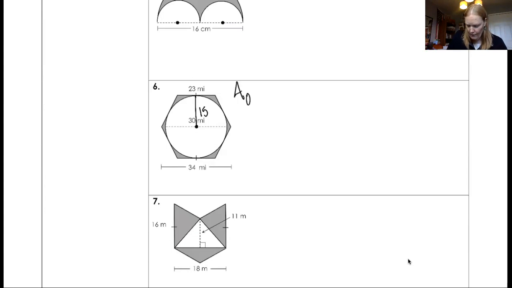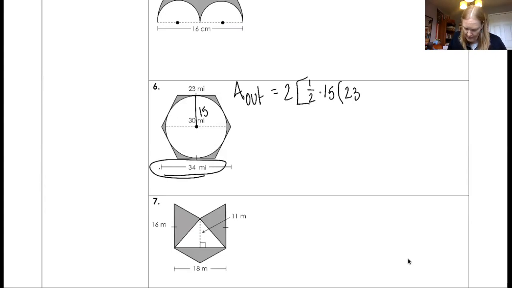So area of the outside is 2, and then I'm going to plug in my trapezoid formula. So just a reminder, area of a trapezoid is 1/2 times the height times base 1 plus base 2, because we're averaging them. So I get 23, and then it's tricky to see, but this 34 down here is this length right here. So that's actually the length of the trapezoid. So it's 23 plus 34. Okay, and then I'm going to close my bracket. So it's a little confusing. But inside the bracket is the trapezoid formula. Outside the bracket is the 2 because there's 2 of them.